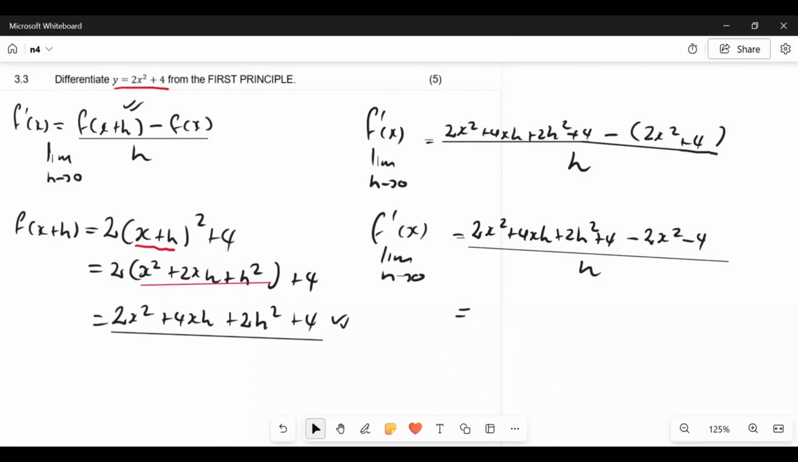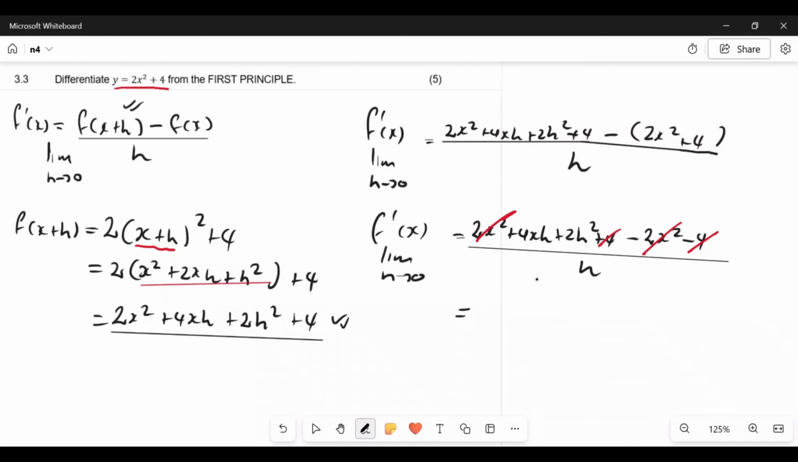So let's continue. Now, if you look at the numerator there, we must have some like terms. The like terms that we have are the terms that don't contain h. So we have positive 2x squared and negative 2x squared. If you continue to the second term, we have 4xh. We leave that one, it has h. The third term, we have 2h squared. We leave it as well because it has h. But we also have the last one, which is positive 4. We must have the counterpart of positive 4, which is negative 4. They will cancel each other.